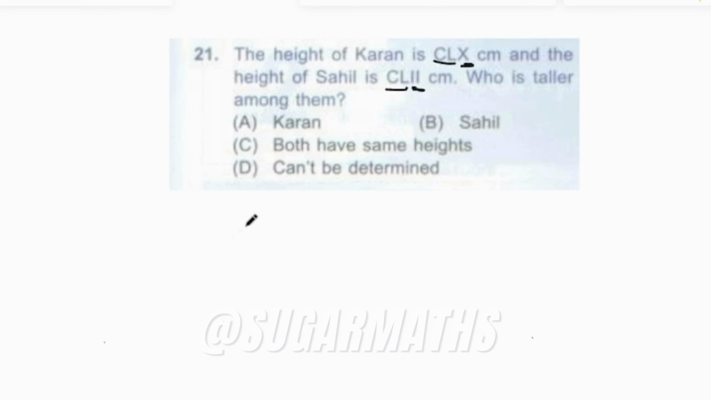But let's try to decode each of the Roman numbers and see if our elegant solution is correct. So CLX, as you guys know, C is 100. So this can be written as 100 plus L is 50 plus X is 10. Now, which is going to be 160.